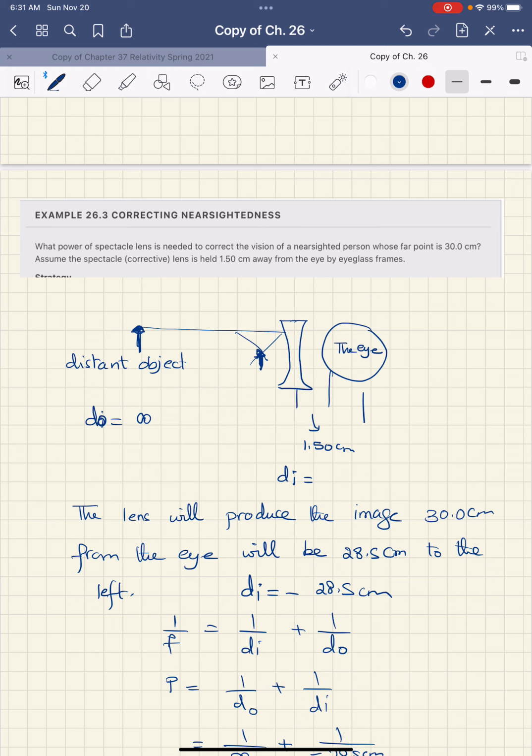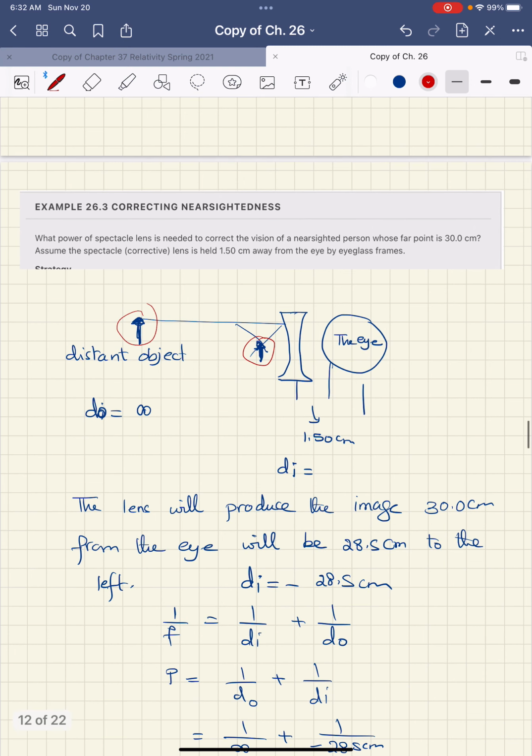Assume the corrective lens is held 1.5 centimeters away from the eye by eyeglasses frames. Okay, here we have nearsighted, so right away we conclude that it's going to be a divergent lens. We know that this is the object here, and this is where the image is going to form. We know that the distance between the lens and the eye is 1.5 centimeters.